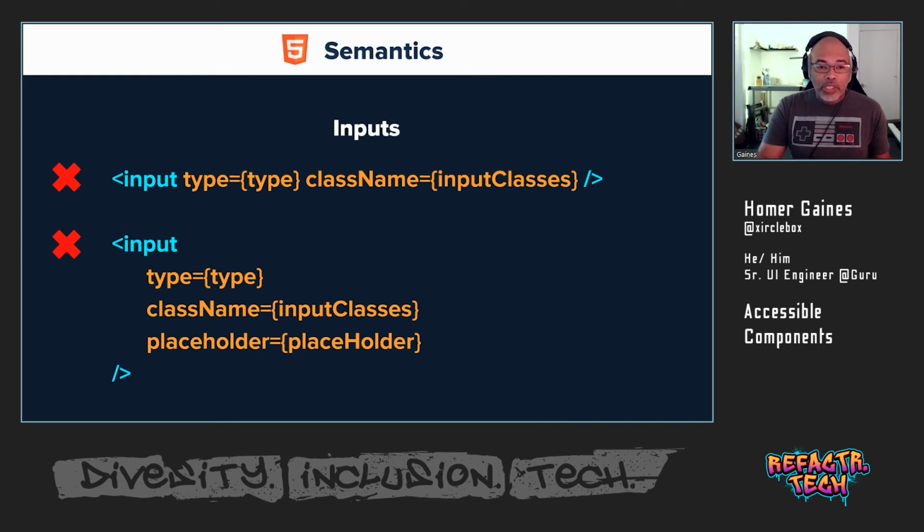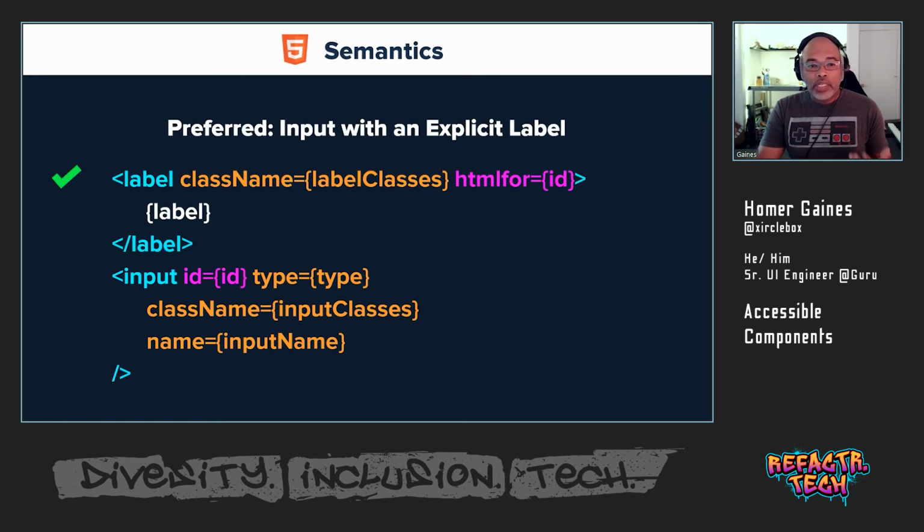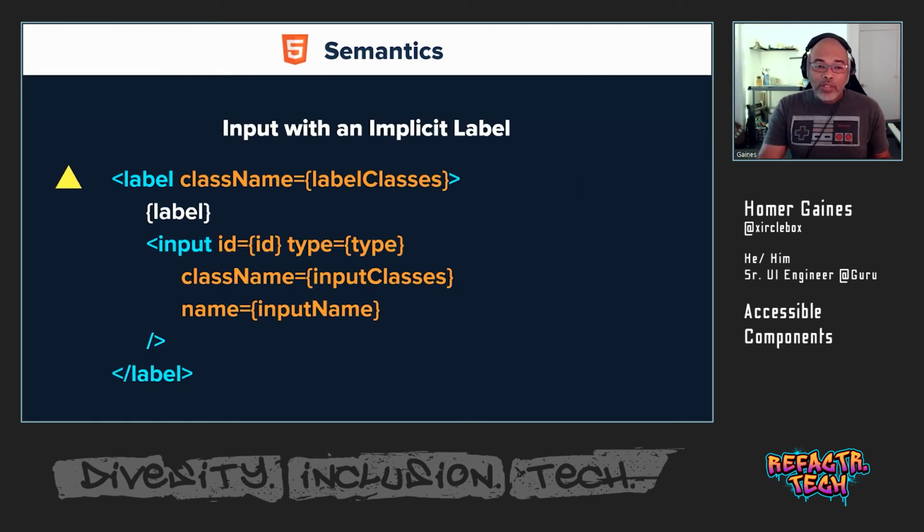So with your inputs, you always want to make sure that you include a label. The best way to include this is with an explicit label, such as what I've presented here. The label sits outside of the input or above the input. You reference it with a for ID, and then on the input, you place the same ID, and that's how those two reference. Another way you could do it is using an implicit label where the label wraps the input, but this actually causes some problems with some older forms of assistive tech. So I would say, yes, it works. If you have it, it works. But if you can, update it.